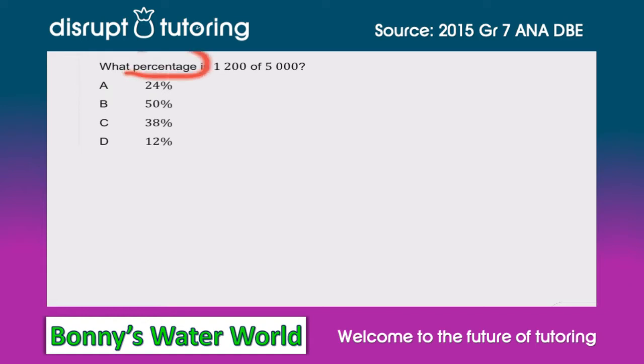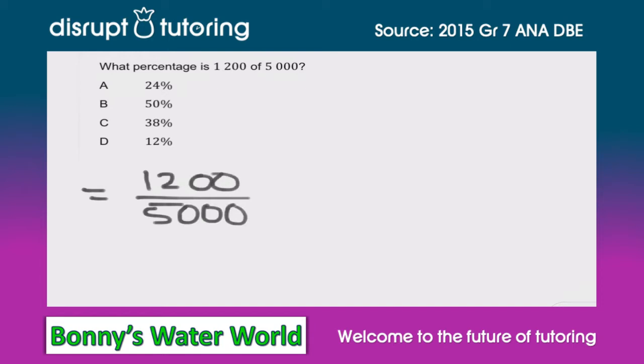We've got: what percentage is 1,200 of 5,000? Now this "1,200 of 5,000" is quite important, and that "of" is telling us to represent 1,200 over 5,000. So it's asking us for the ratio of 1,200 over 5,000. So that's how we represent that part of the question.